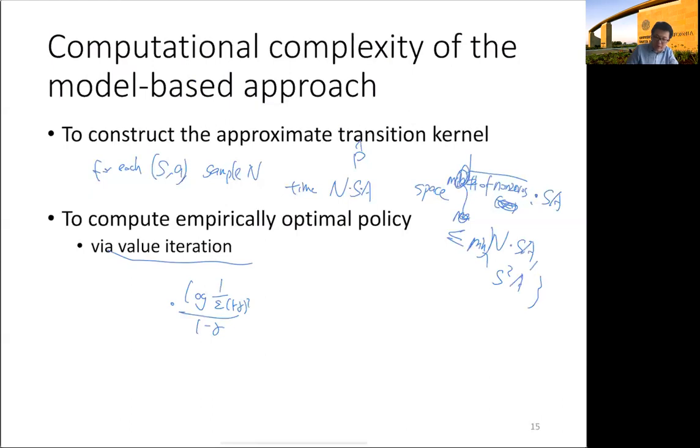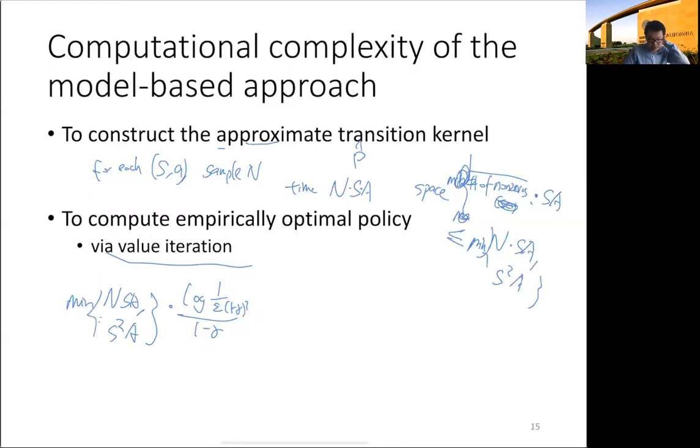And so this is the number of iterations. Each iteration requires us to apply this approximate transition kernel, which would be n as NSA, the minimum of NSA and S square A. So the overall computational complexity is fine, because to construct the approximate kernel, you only need n. So as long as n is smaller than s, then we get an improvement over the standard method, maybe at a cost of epsilon.